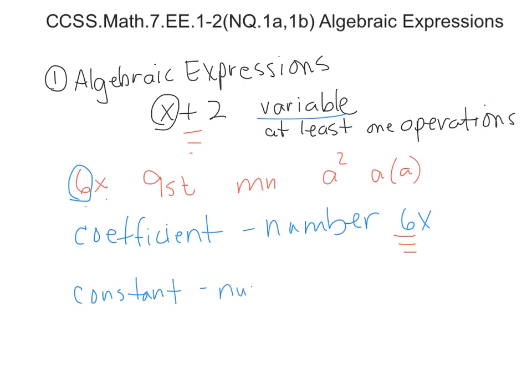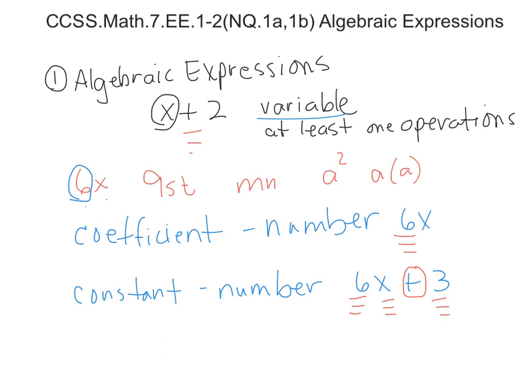And a constant is another number in algebra, but it stands alone. So like if I say something like 6x plus 3, 3 is the constant, 6 is the coefficient, and x is the variable. The operation is addition. So you need to be able to look at all of those.